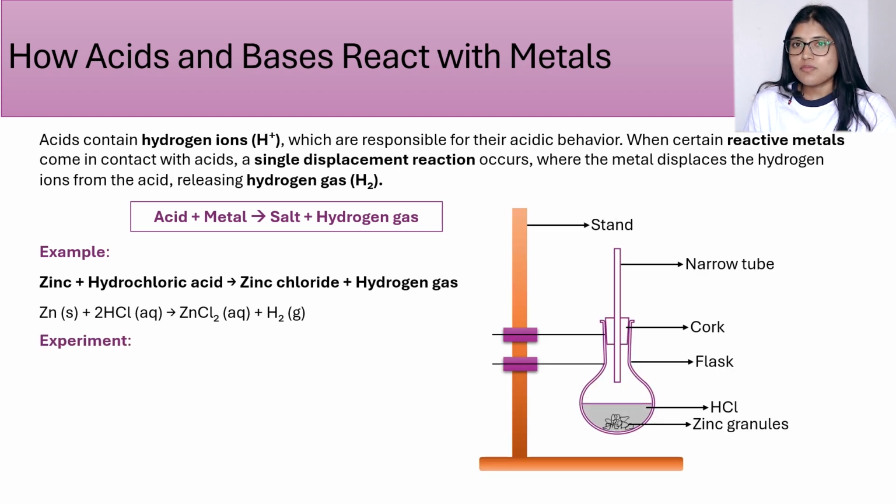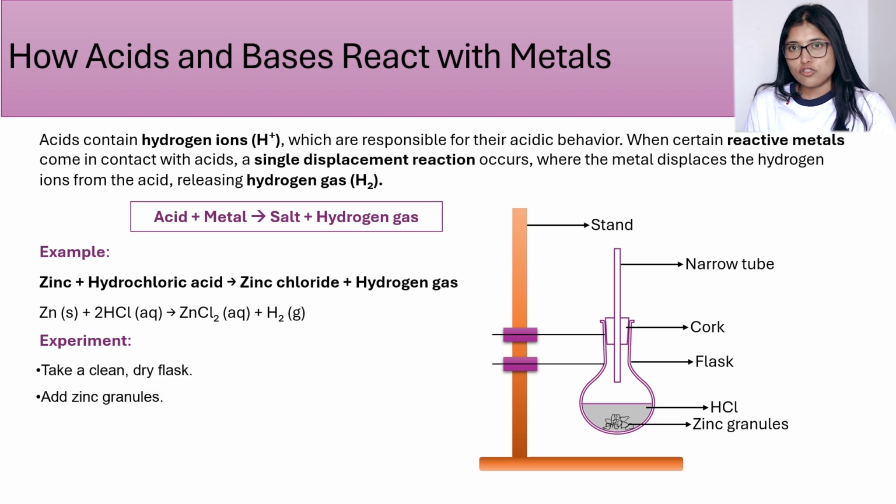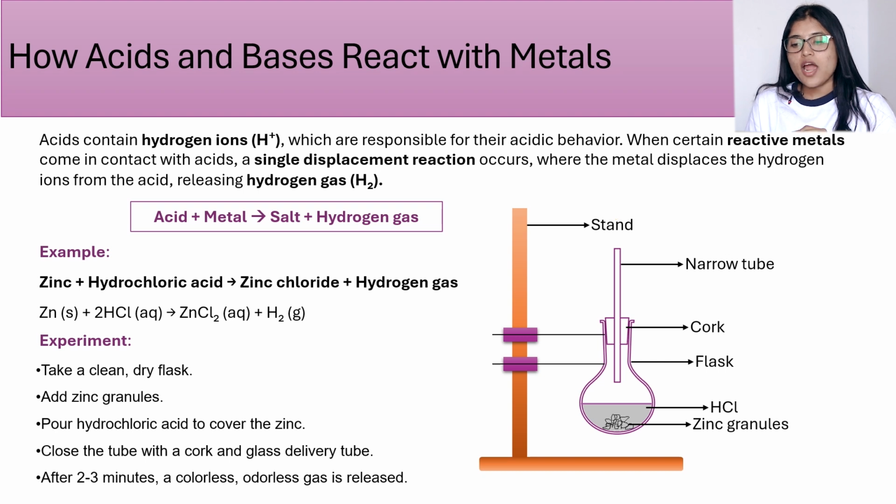If we perform an experiment to test this, we have to start with a clean, dry flask. We can start by adding zinc granules to the flask and then pour hydrochloric acid to cover the zinc. Once we close this flask with a cork and a glass delivery tube, within 3 to 5 minutes, we can see that a colorless, odorless gas is released.